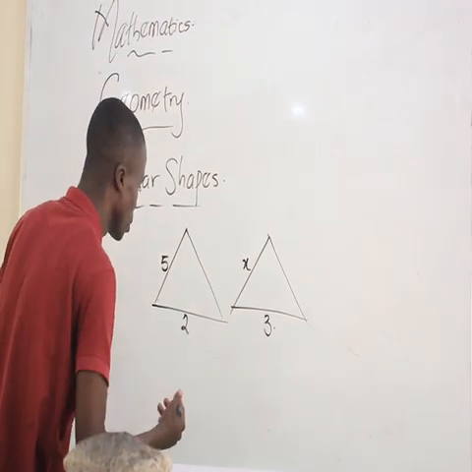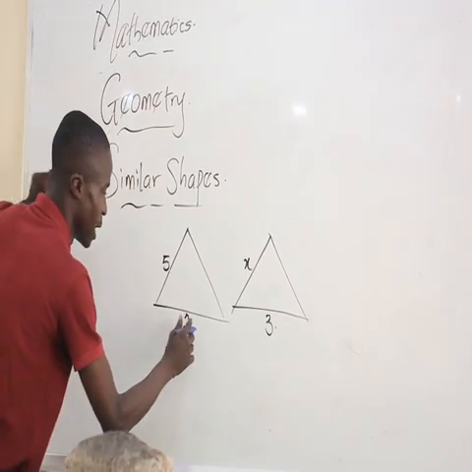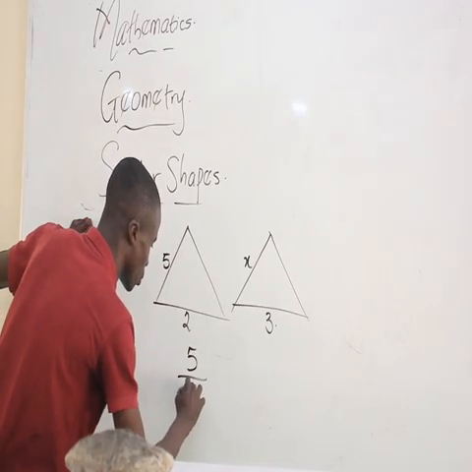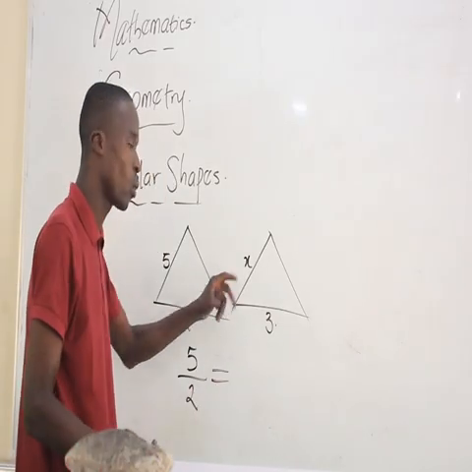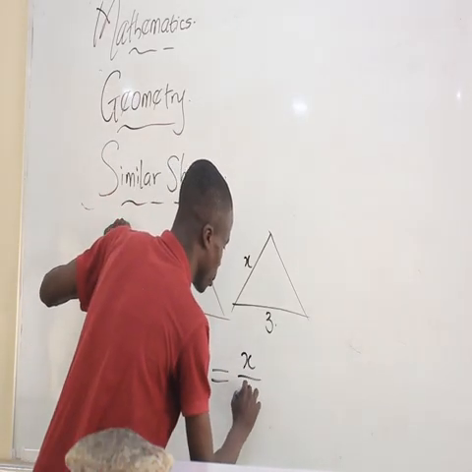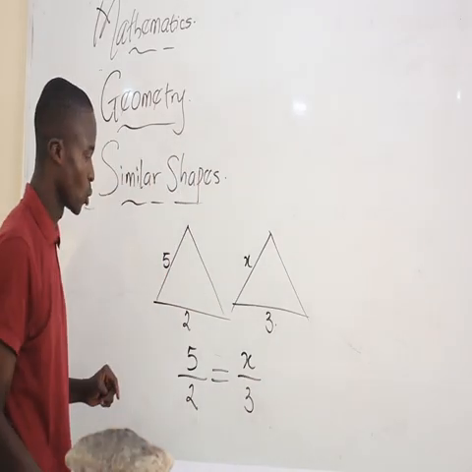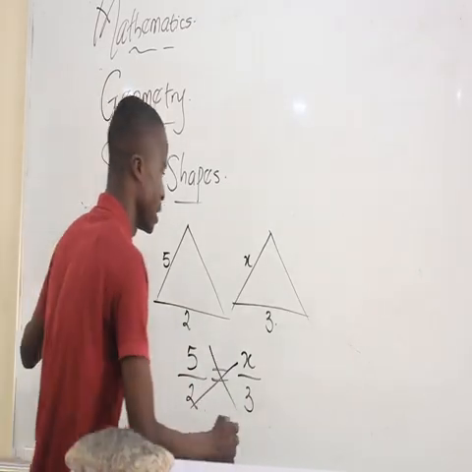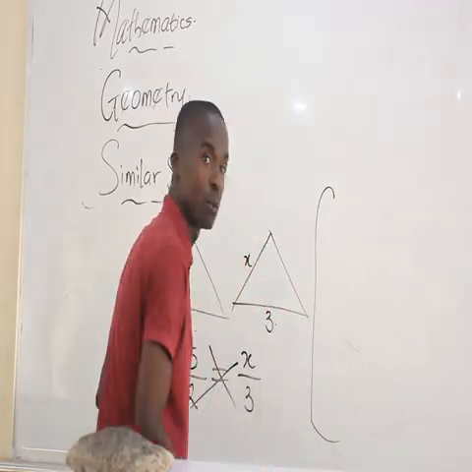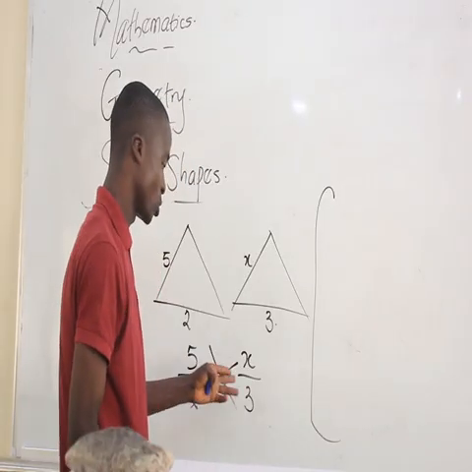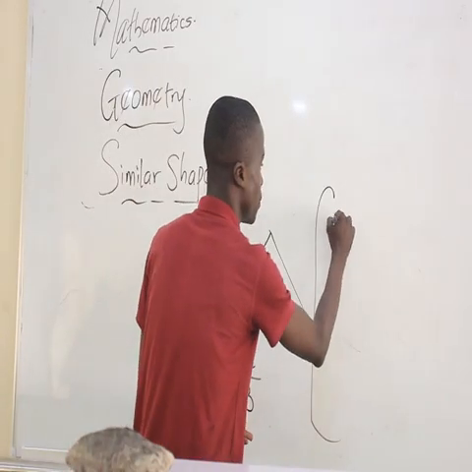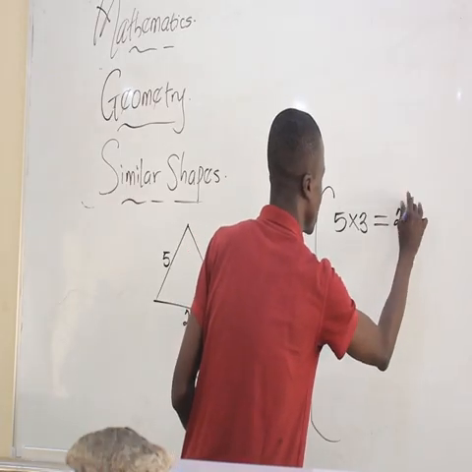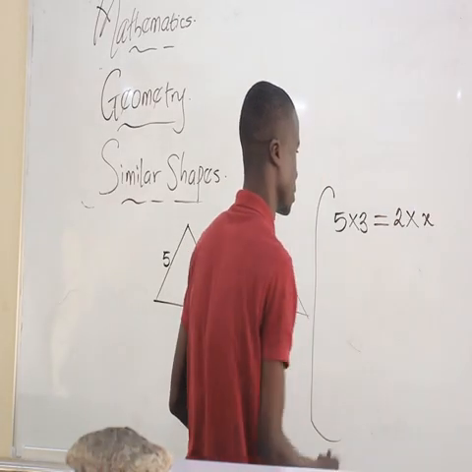To make a comparison of this shape, you have the big one upon the small one. You compare it equal to big upon small. So now with this you can cross multiply. When you cross multiply, it means that 5 will multiply 3. So you have 5 times 3 equal 2 times x.